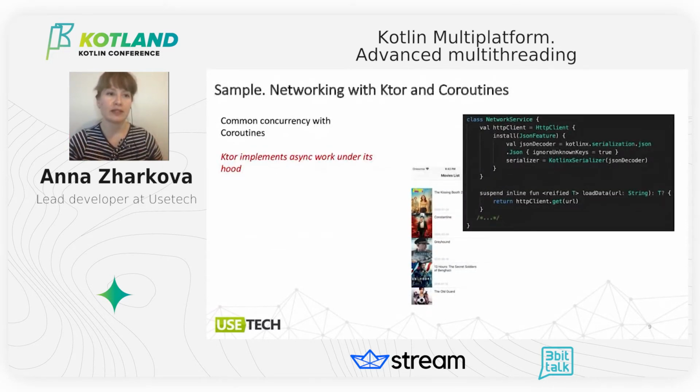Let's take a look at the simplest sample. We will speak about how to deal with networking when we use Ktor and coroutines. It is the most popular case to implement simple networking with Ktor, because Ktor already implemented all asynchronous work under its hood. And we will see later that it uses the same symbols that are common for all advanced multithreading at all. So Ktor has already implemented everything, and we can use Ktor easily. It simplifies the life of mobile developers who deal with Kotlin Multiplatform, and we can notice that Ktor uses coroutines for concurrency.